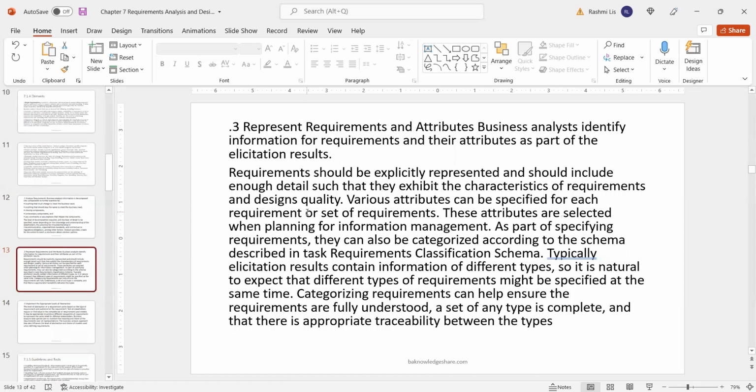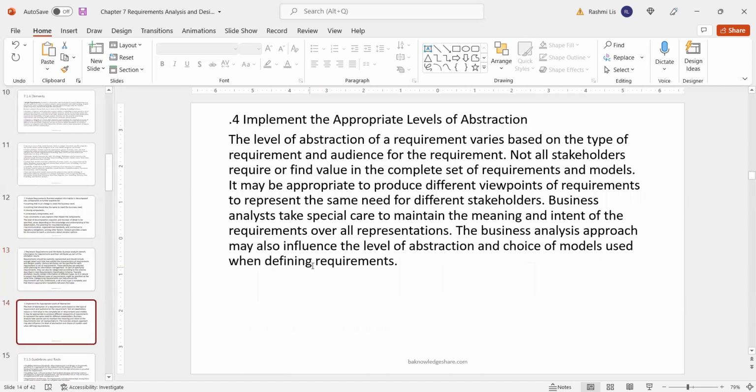Then she represents requirements and attributes by identifying information for requirements and their attributes as part of the elicitation results. And she knows her audience, the stakeholders, they like a lot of detail. So she documents her requirements in a lot of detail.